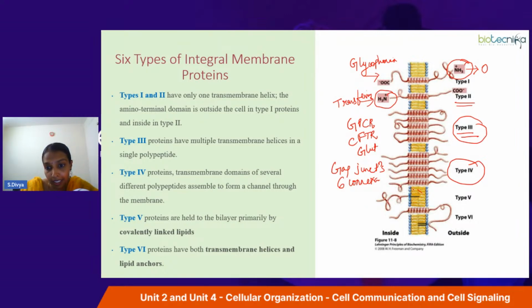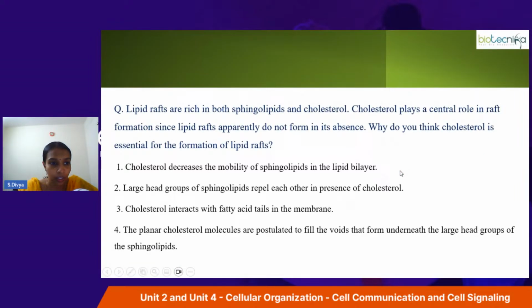Type 5 is lipid anchored. So you can easily take the example of GPI anchor. Then type 6 is a protein that should have a transmembrane helix plus a lipid anchor. So far, I did not find any example for this where the transmembrane helix and the lipid anchor both will be coming at the same time. Okay. So moving on to the next question.